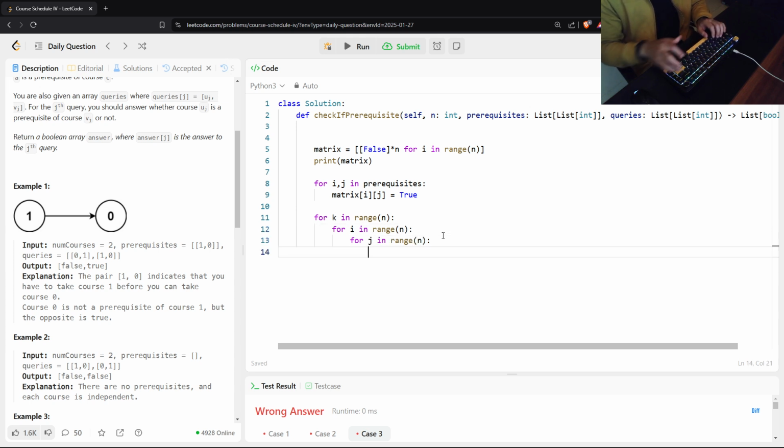we need to check if we have a connection between nodes i and j via k. So how will we define that? We have this matrix i and j, and we need to check if we have a connection between i and j via k. What that will look like is, whatever this value is initially, matrix[i][j], this will get updated, right? So we'll have to do this OR along with this AND that we were talking about. This is where the AND comes in.